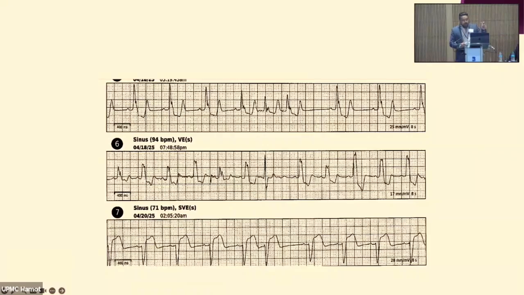Remember, the left bundle is much, much, much more well insulated. The right bundle is flimsy. We see it commonly in the general population, 1 to 10%. Left bundle, you should not have, it's way less than 1%. So if you see a left bundle, worry about it.